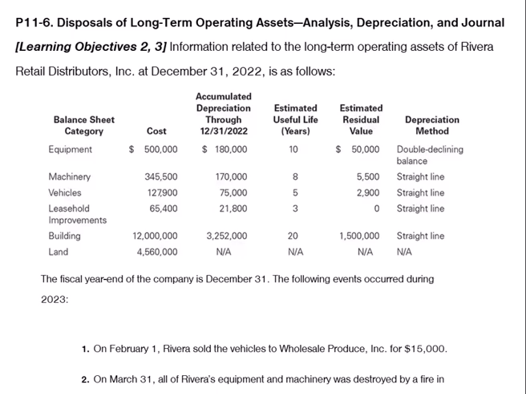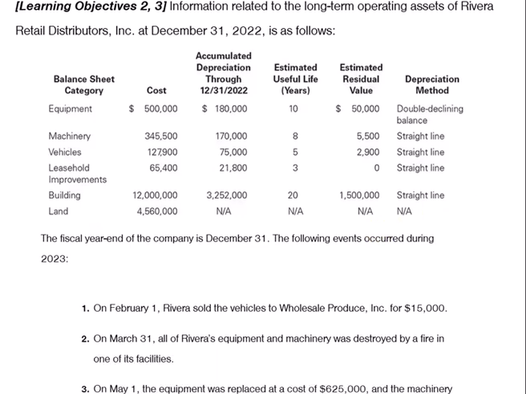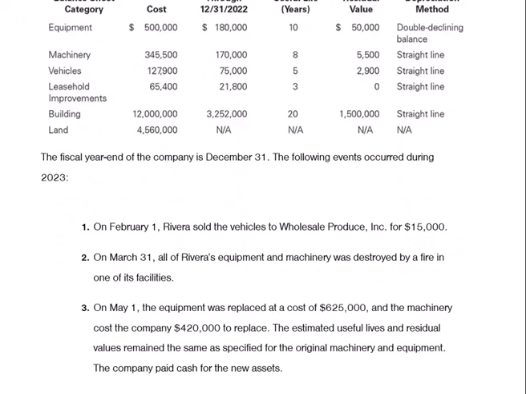You can see on the table that we've got equipment, machinery, vehicles, leasehold improvements, building, and land. They've provided us with the cost, the accumulated depreciation through the end of the year 2022, useful life, the estimated residual value, and the method that's being used. And then they give us some other factors. Let me slide up so you can read those.